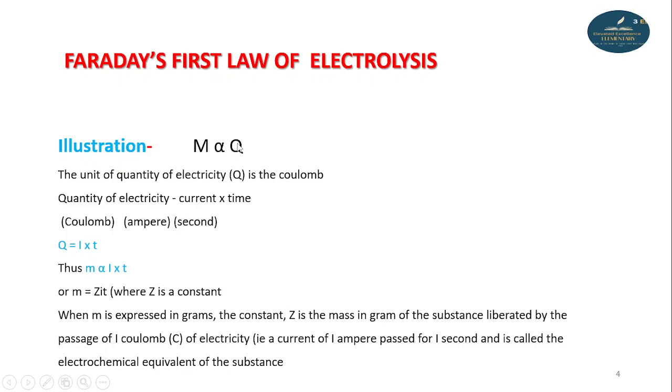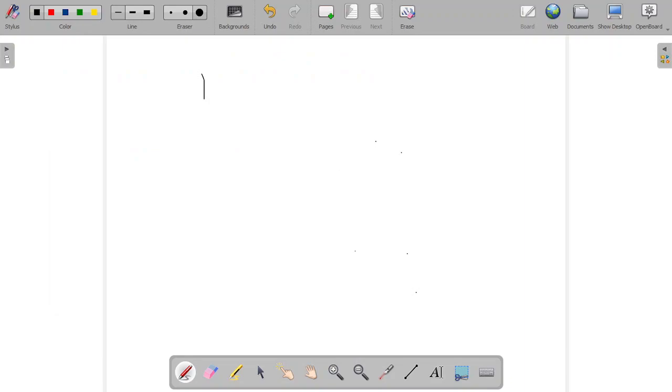The unit of this Q here is coulomb. While the quantity of electricity has the formula current times time, while the quantity of electricity is measured in coulomb, the current is measured in ampere and the time is measured in seconds, while Q is equal to I times T. Therefore, maybe I should actually illustrate it here. If M, the mass of the element discharged, is directly proportional to the quantity of electricity passed, we have Q, which is equal to current times time.